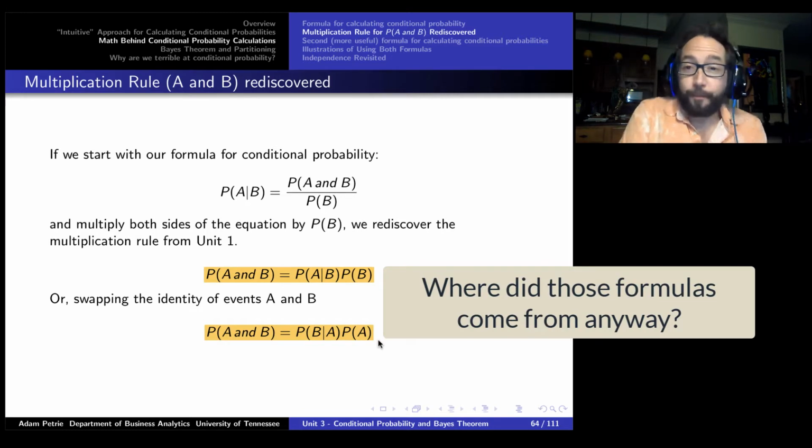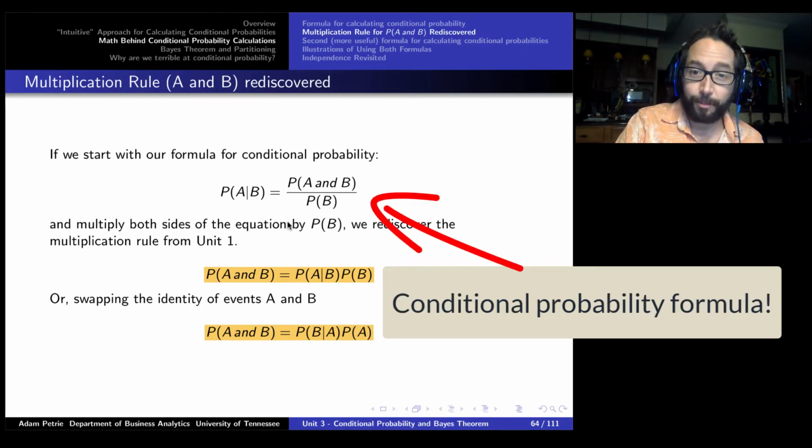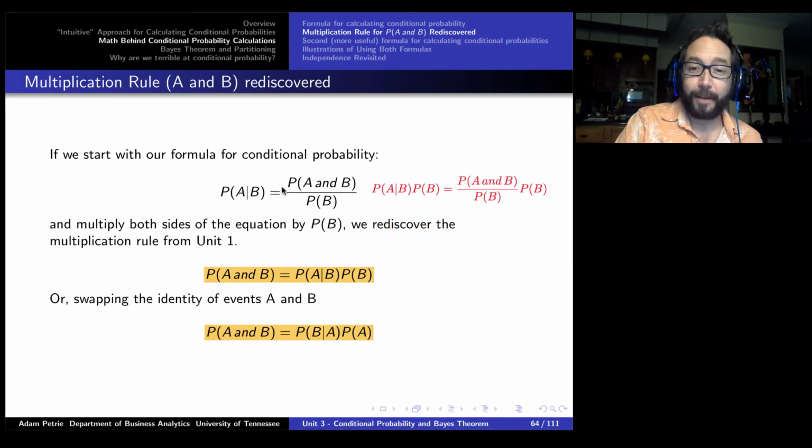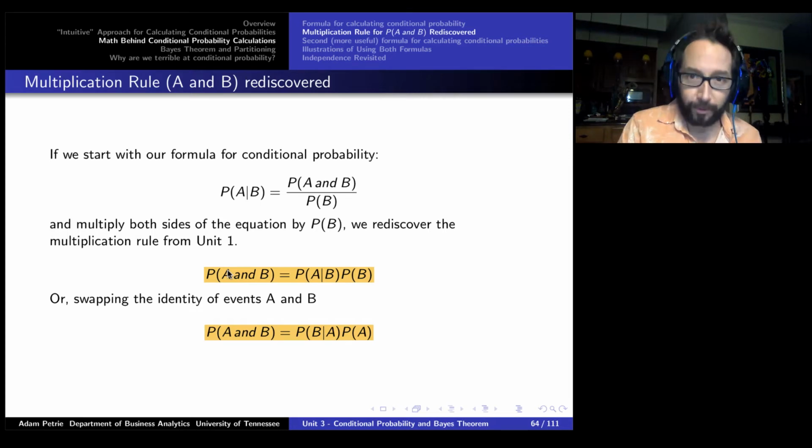So where does that formula come from? Where does that multiplication rule come from? Well, it comes from this formula discussing conditional probabilities. If we just multiplied both sides of this equation by the probability of B, the probability of B's would cancel out here on the right, and we'd have P of B times P of A given B. And so that's where our multiplication rule came into play.